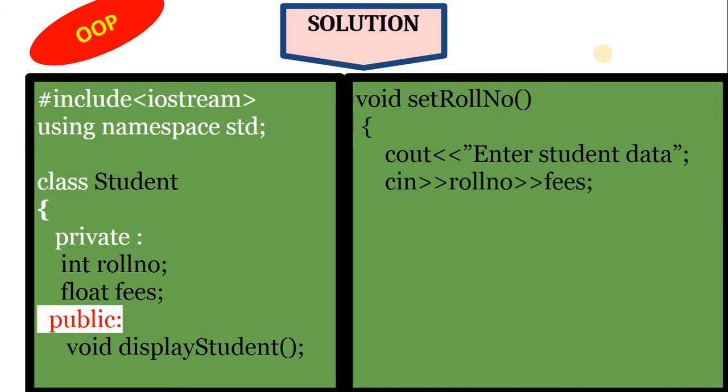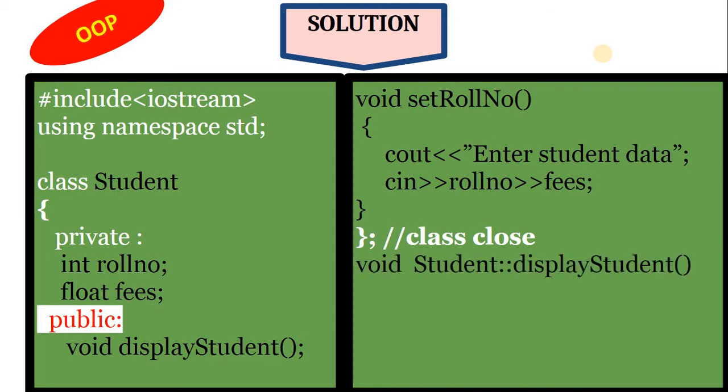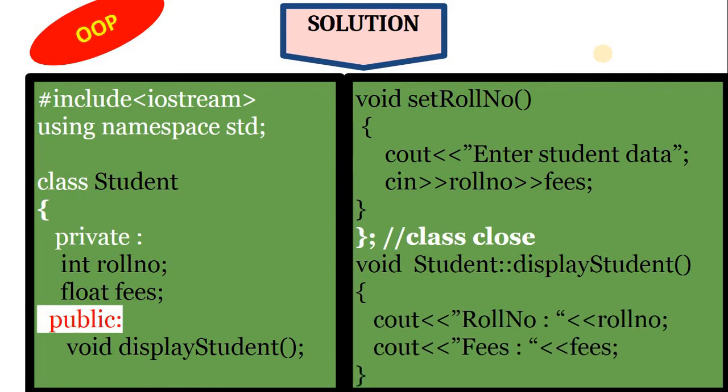Then in set roll number, we are taking the roll number and fees from the user, and closing the class. Now display student is just declared but not defined. We are going to define it outside the class. While defining outside the class, as already discussed, you should have a return type, void, then the class name, student, the scope resolution operator, and the function name, display student. So here comes that, and inside it is the definition for displaying the student data, cout roll number and fees. So this gets completed.